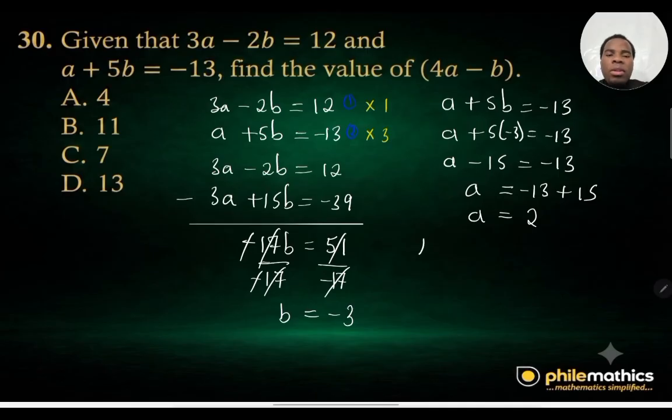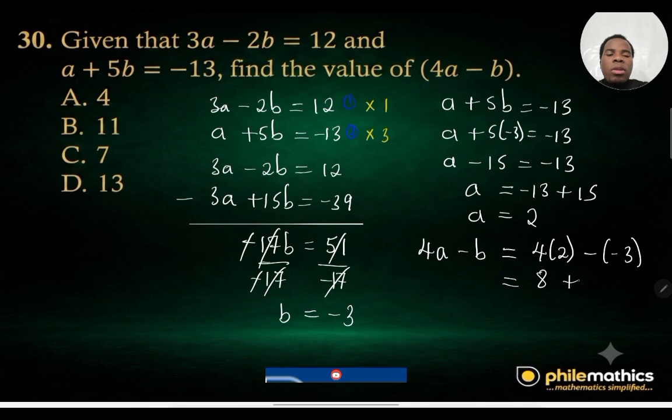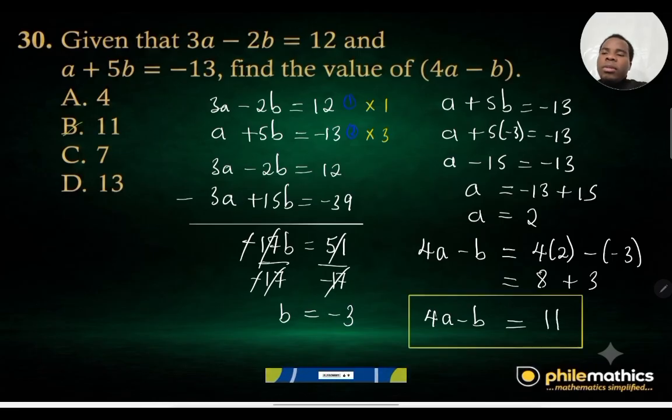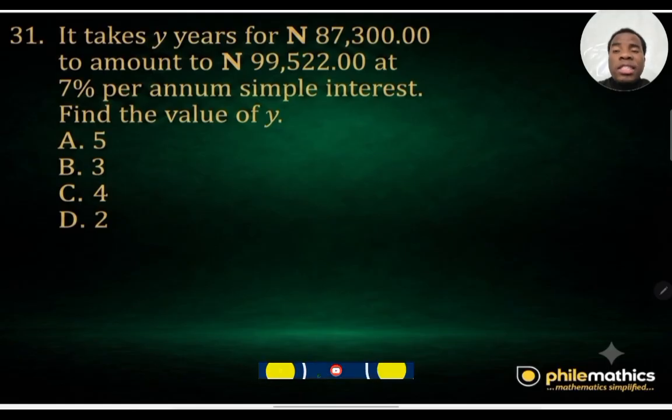Now, to find 4a minus b simply means 4 times 2 minus b, which is 8 minus minus 3, minus minus is plus, which means 4a minus b is 11. And that is B. This question tests our knowledge of simple interest.